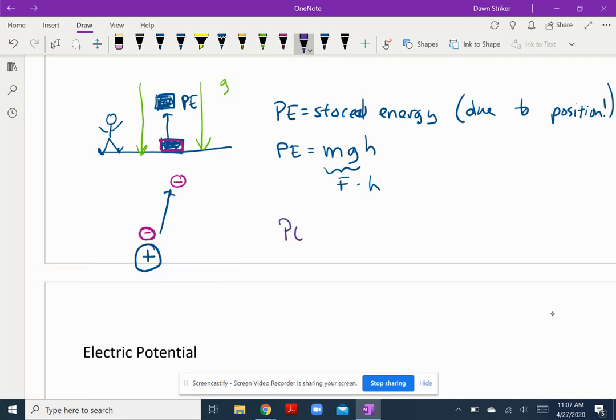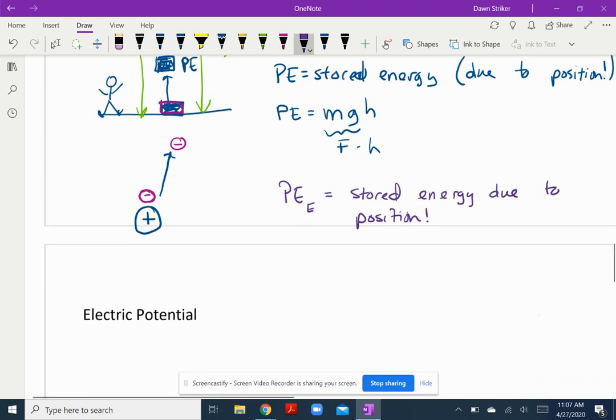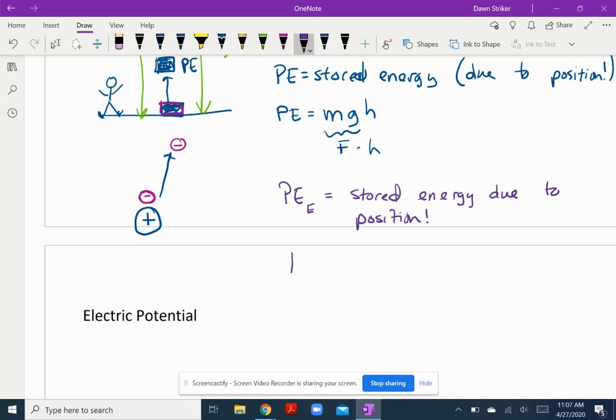And so potential energy due to the electric field is really stored energy due to position. Same idea. It wants to be stuck to the positive charge. If I remove it, it's going to have some stored energy. What does that have to do with anything? Well, a battery has a positive end and a negative end. And those positive and negative charges would like to be together, but they're not. They're separated. They are forced to be separated. And that means there is potential energy stored inside that battery.